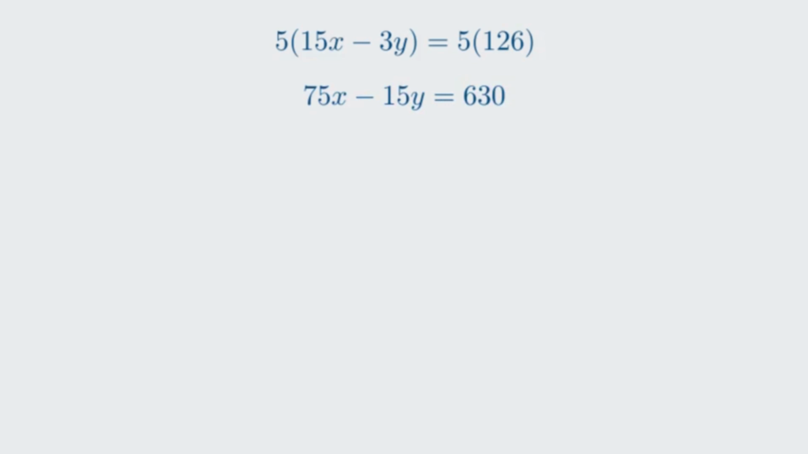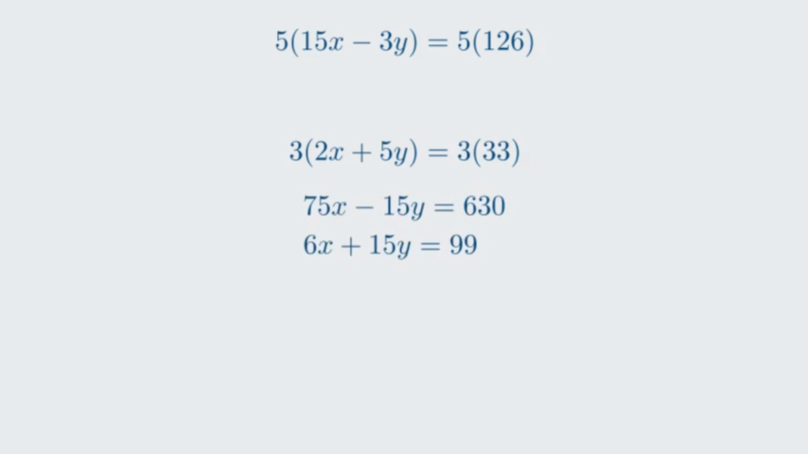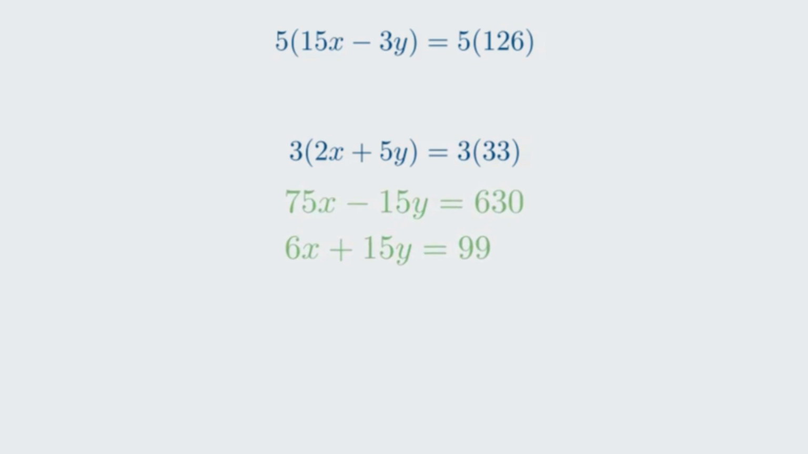Now, let's do the same for the second equation, multiplying by 3. We have 3 times the quantity 2x plus 5y equals 3 times 33. Distributing the 3 gives us 3 times 2x is 6x, and 3 times 5y is 15y. On the right, 3 times 33 is 99. So, our new system of equations is 75x minus 15y equals 630, and 6x plus 15y equals 99. Notice that the y terms, minus 15y and plus 15y, are now opposites.